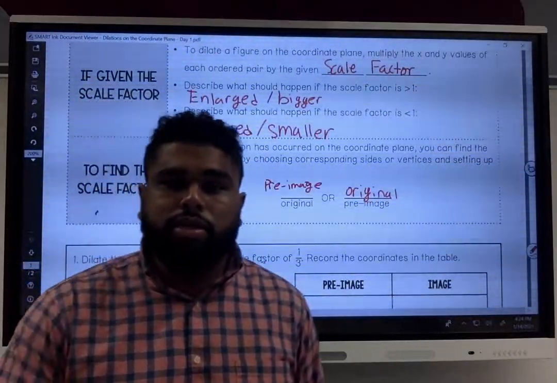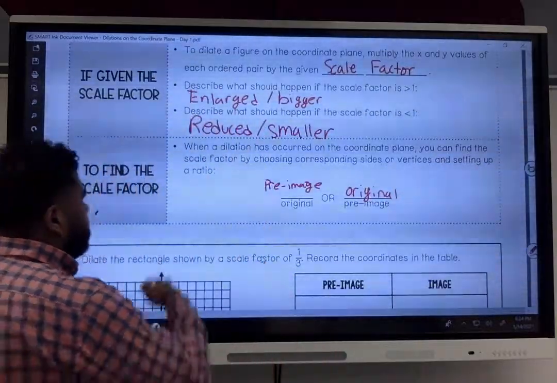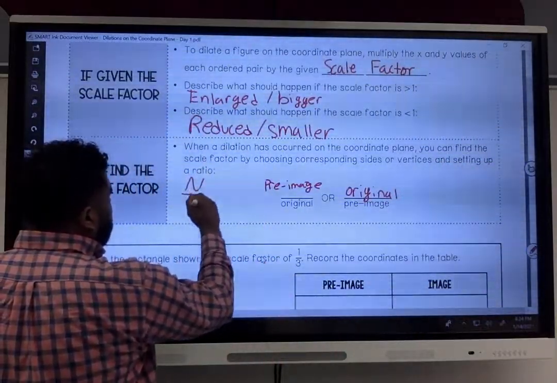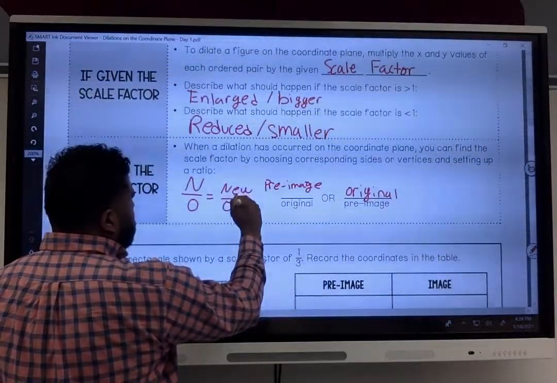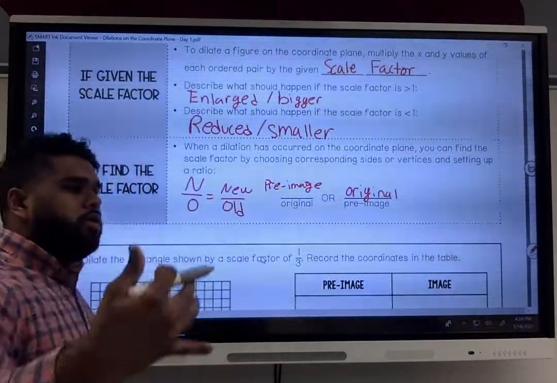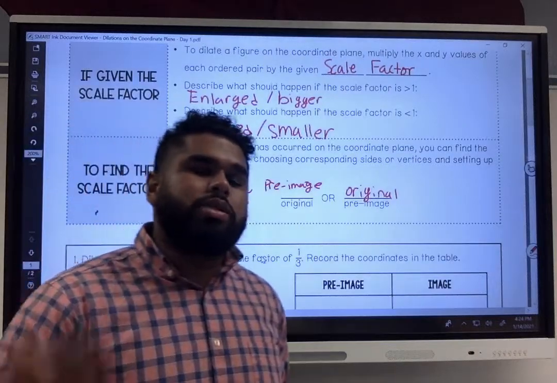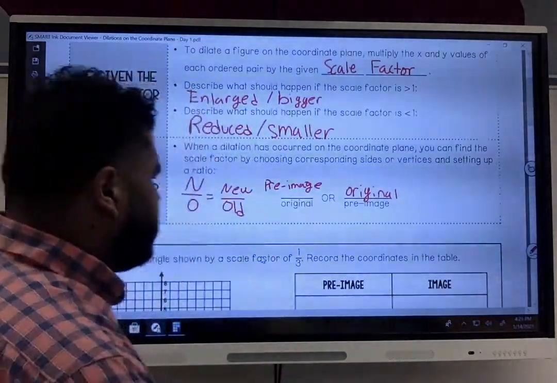But a little saying that I like to use whenever I'm trying to find the scale factor between 2 images is NO. Okay, what I mean by that is NO, new over old. Okay, so you're going to take the new image's points and divide it by the old image, and that'll give you your scale factor. And I'll explain that later on.